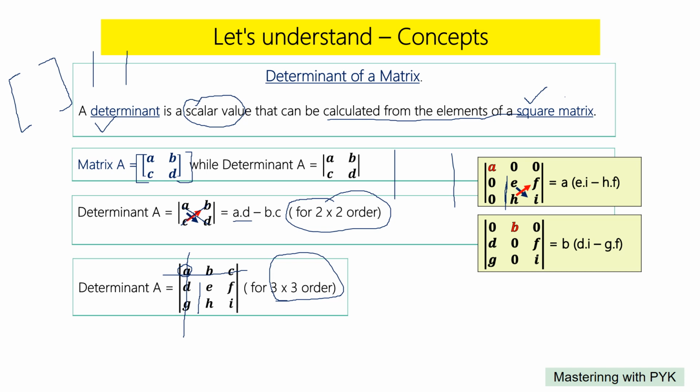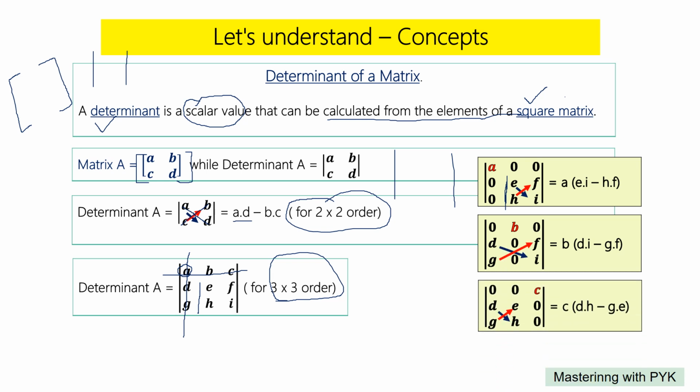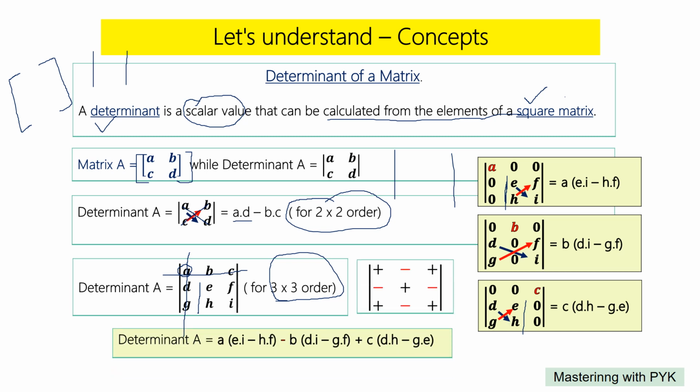Similarly, at the position B, it will be B and the determinant of D and I less F and G. Similarly, for the C position, we have C multiplied by the determinant of the remaining 4 elements, that is D cross H less E cross G. So we have the determinant calculated like this. Do remember these signs. These signs are alternately positive and negative.